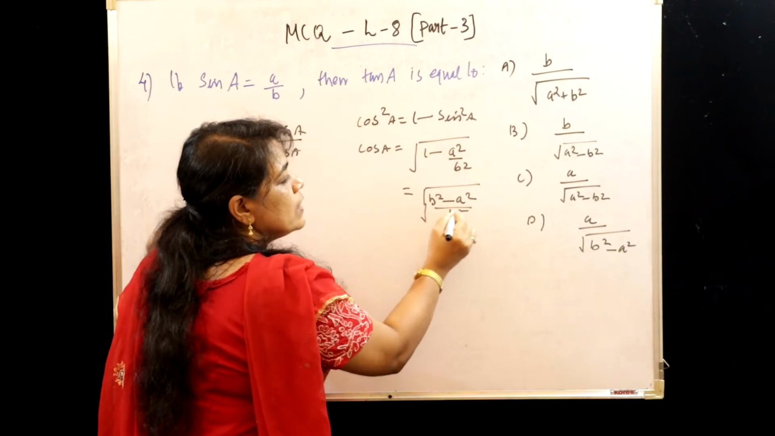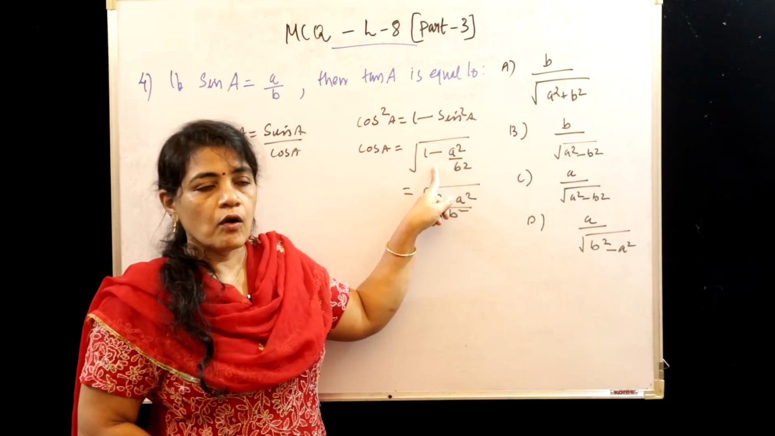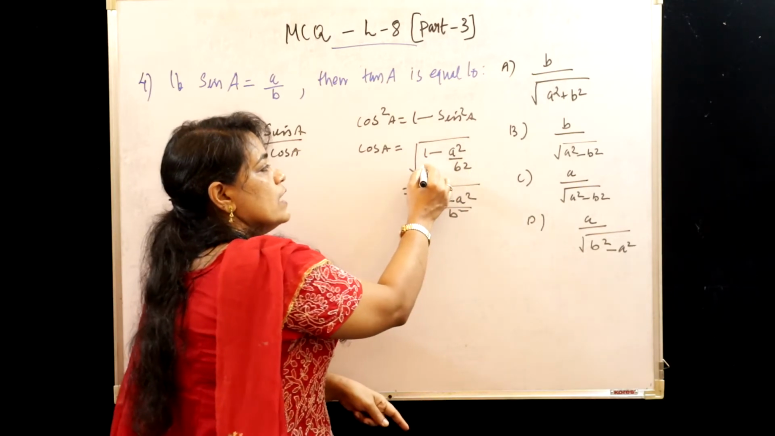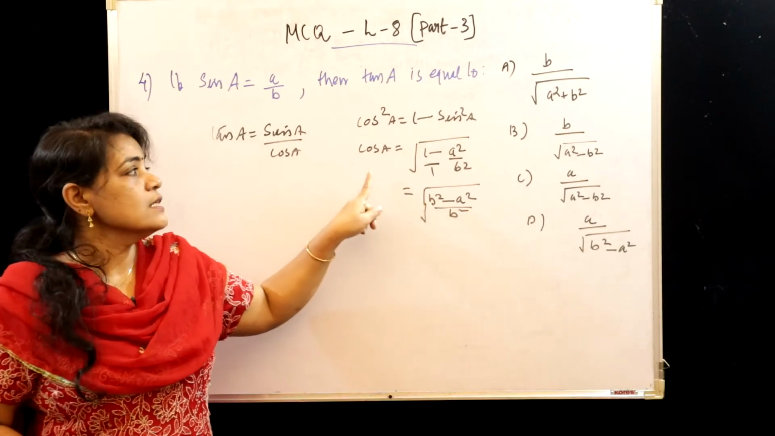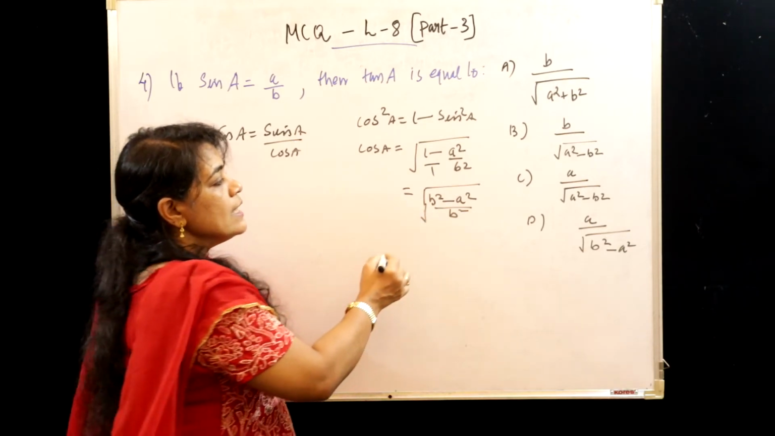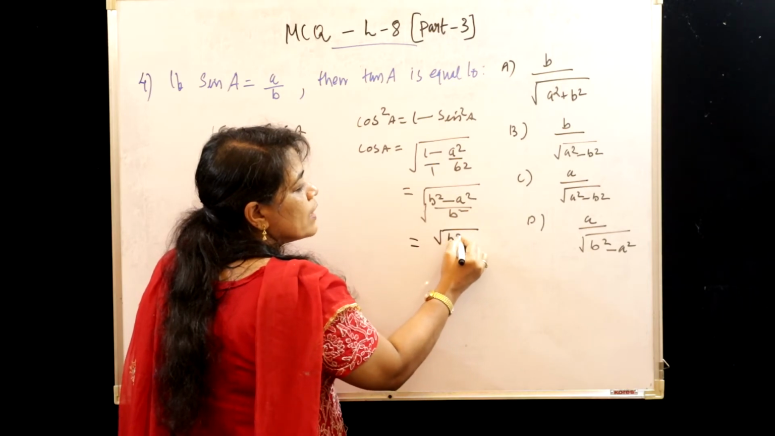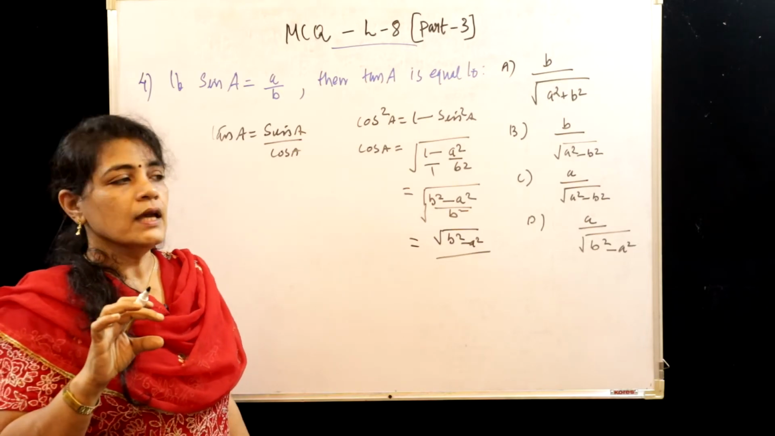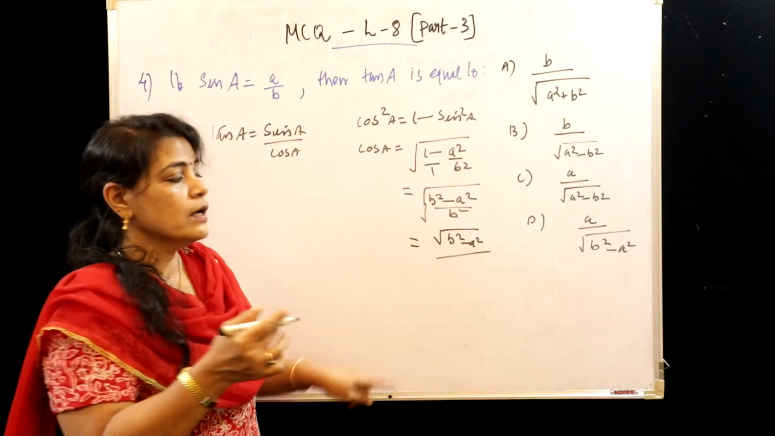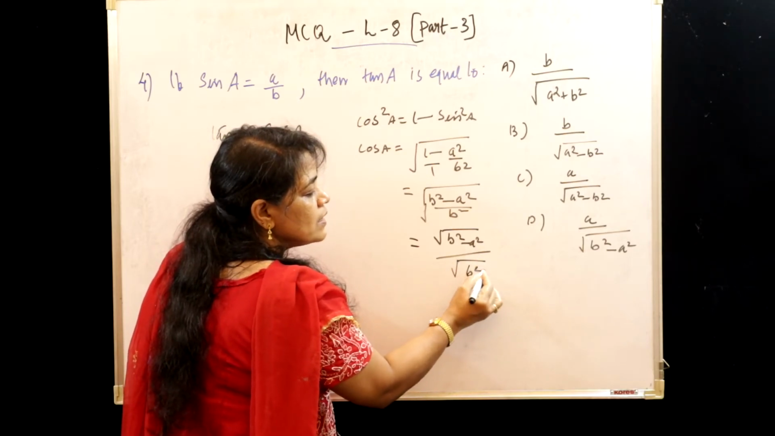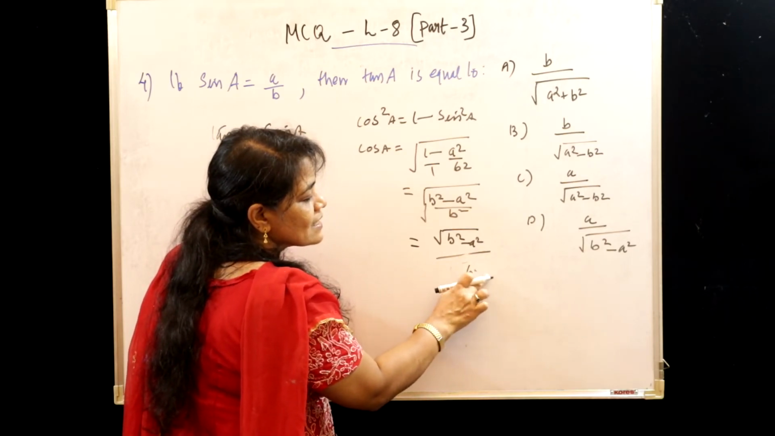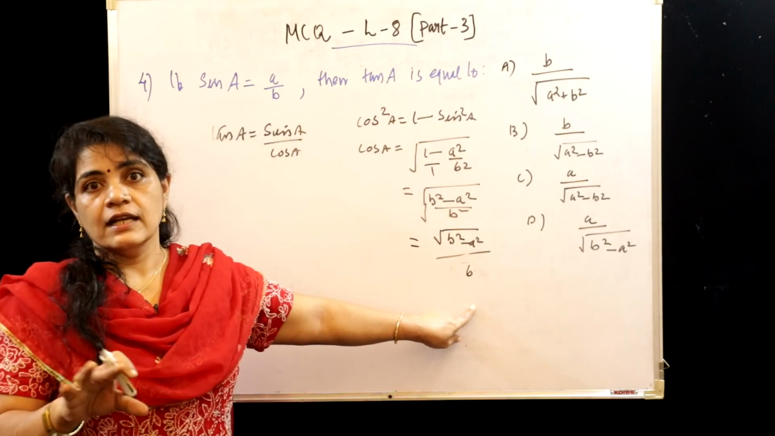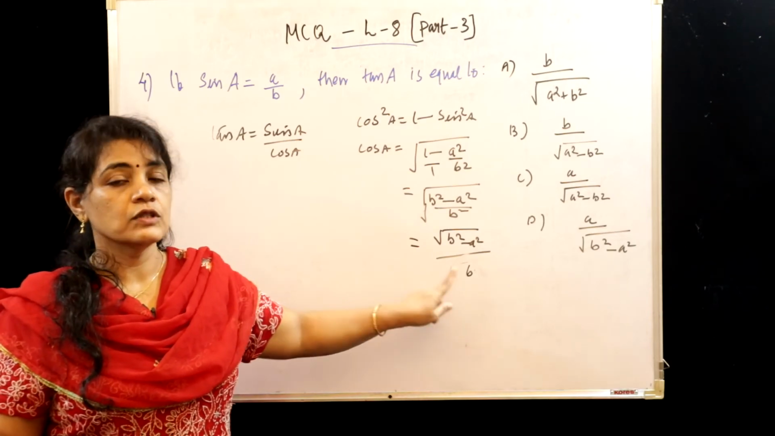We got this by cross multiplication: 1 into B square minus A square, divided by 1 into B square, which is B square. This is cos A, and since you can split it, root of (B square minus A square) over root of B square. Here root of B square means the square root and the square get cancelled. So you will have root of B square minus A square, divided by B alone in the denominator. So this is cos A.